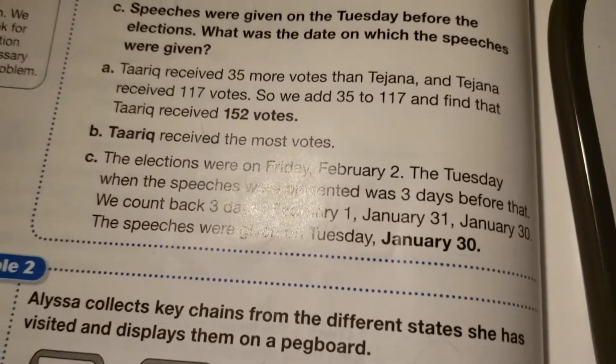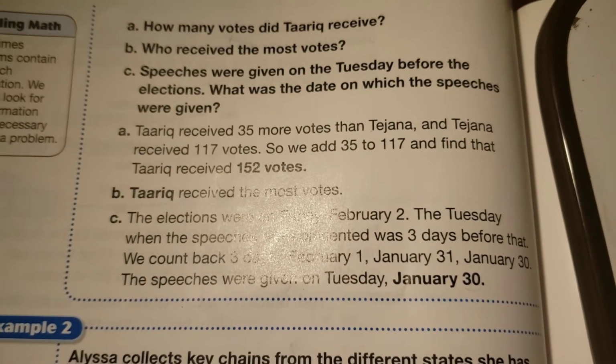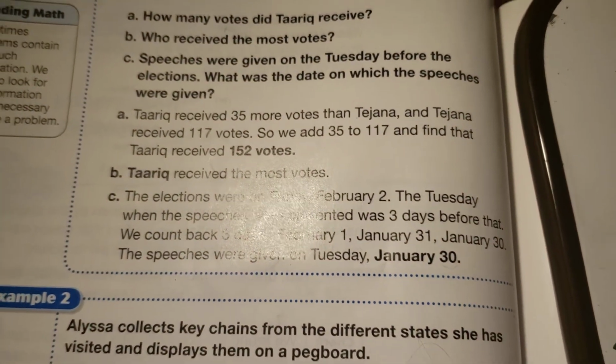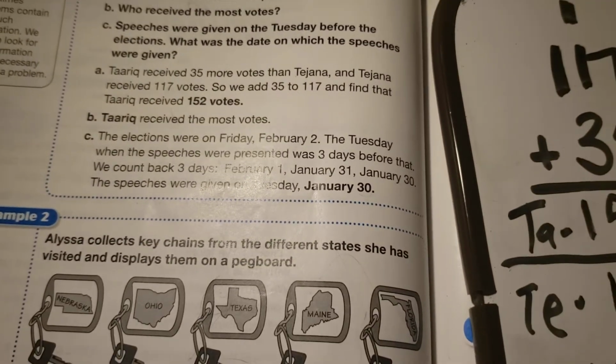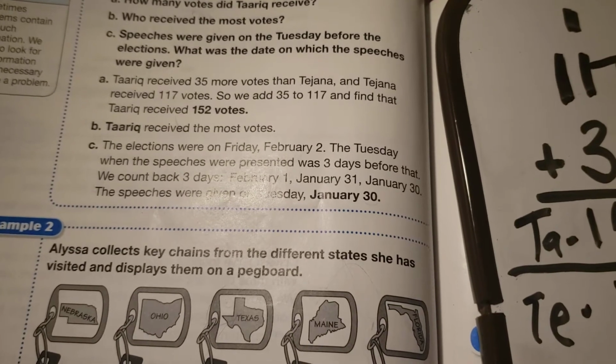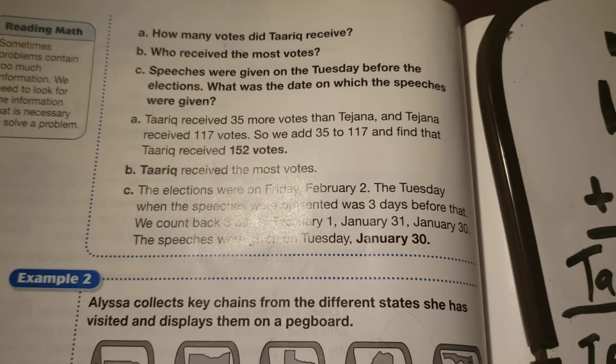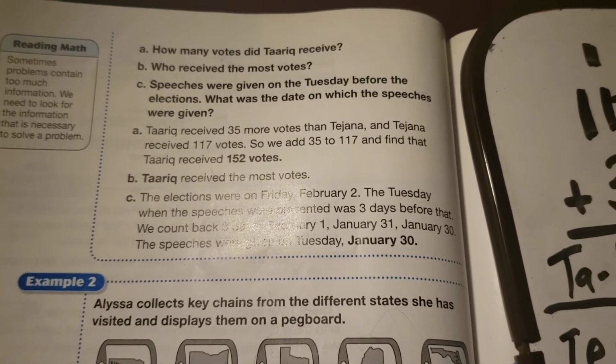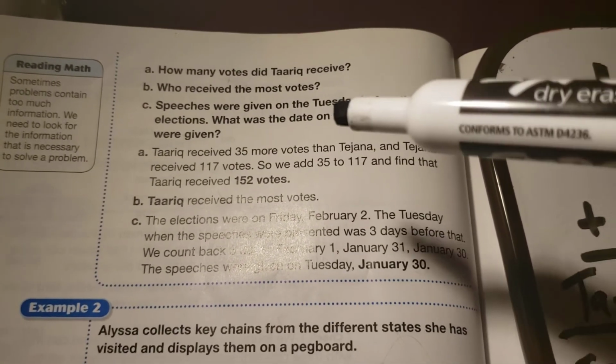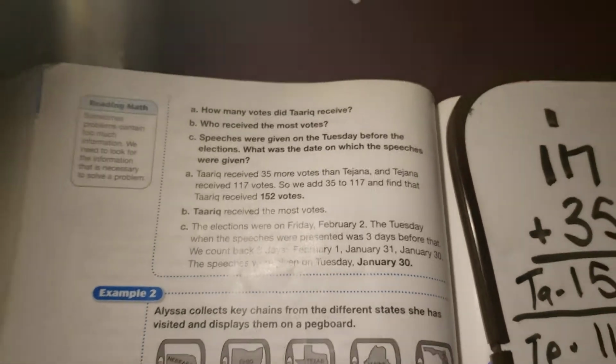And let's just check our answers there. Yep, A, 152 votes. Tariq has the most votes, and Tuesday, January 30th. So that is how you do that. I know it's a lot of words, and we might get focused on those words, but we got to find that key information of what they're asking for.